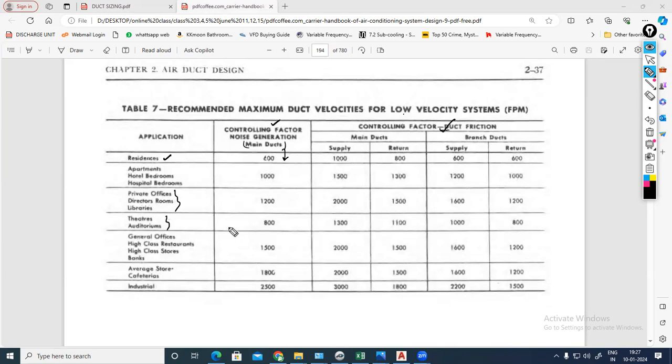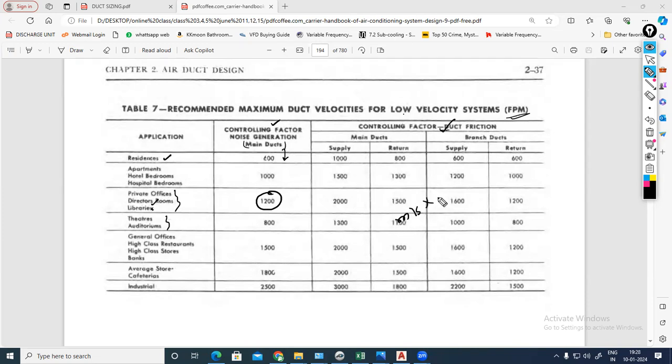And see, I'll be selecting this noise generation. Let's say I'm designing a meeting room or a conference room. Here the velocity is in feet per minute only. And what consideration can I select? See, private offices, director room, library. Okay, this one you can select. The environment I need within a meeting room, director room, conference room is the same. Maximum permissible duct velocity, I can go up to 1200 feet per minute.